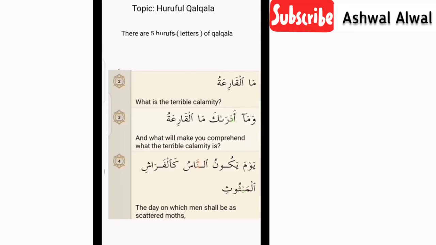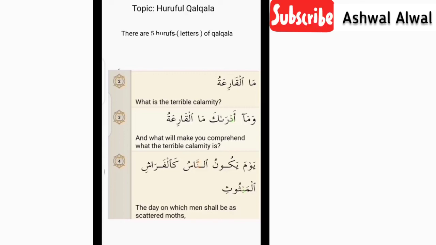Now verse 3. وَمَا أَدْرَاكَ مَا ad. You see, ad, not ad. I could have just said, it's simple for me to have just said adraka. وَمَا أَدْرَاكَ مَا. But then, applying qalqala, I will recite it as وَمَا ad. وَمَا أَدْرَاكَ مَا الْقَارِعَةُ.